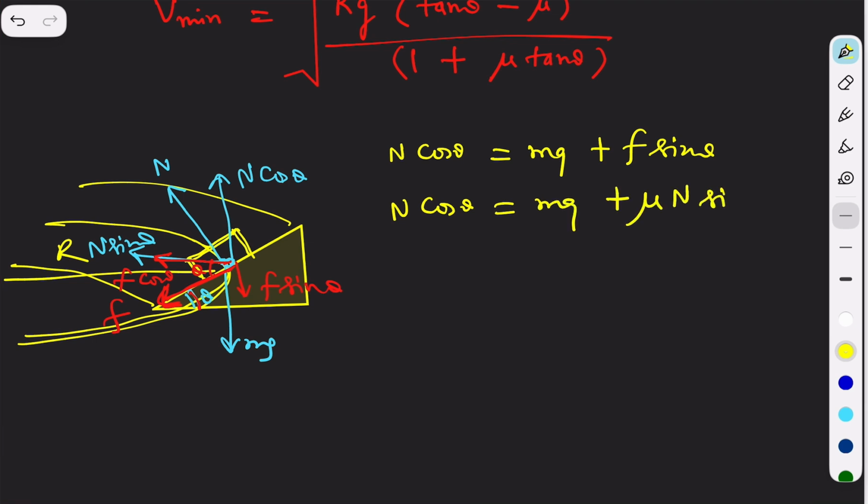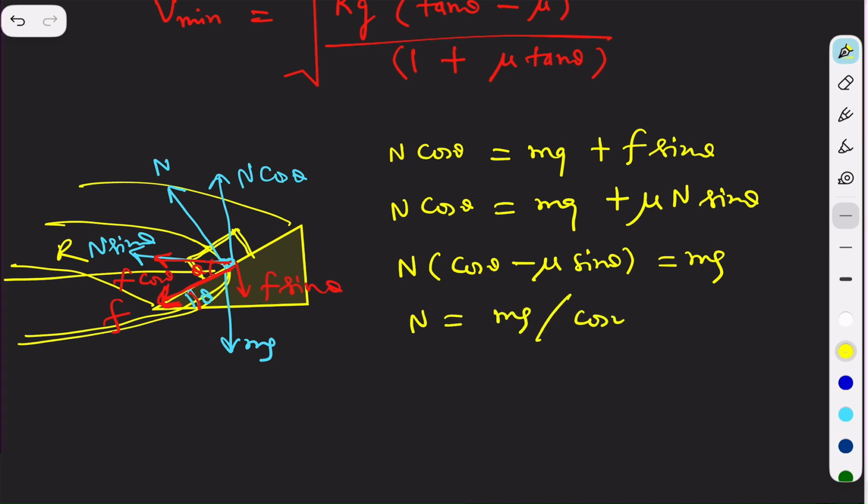So from here we can get the normal force value. N cos theta minus mu N sin theta is equal to mg. So N will be mg divided by cos theta minus mu sin theta. That is the first thing, which is an important equation.